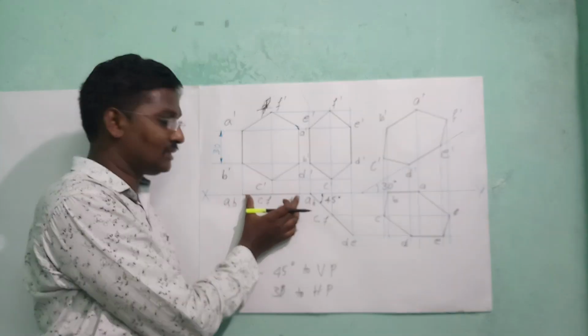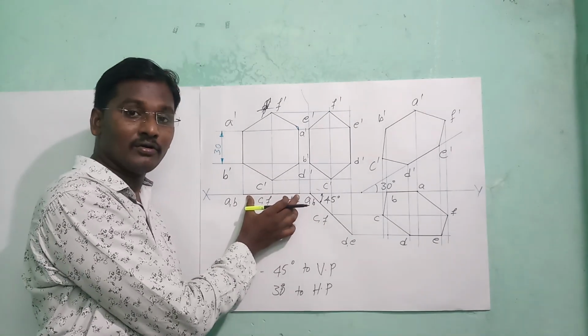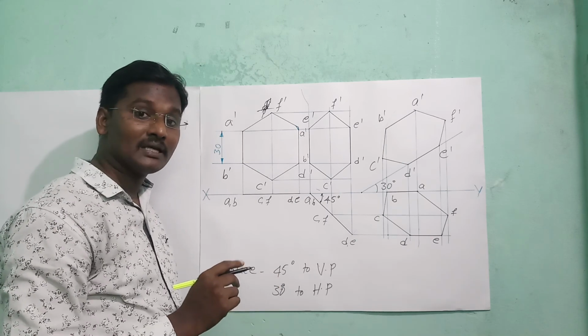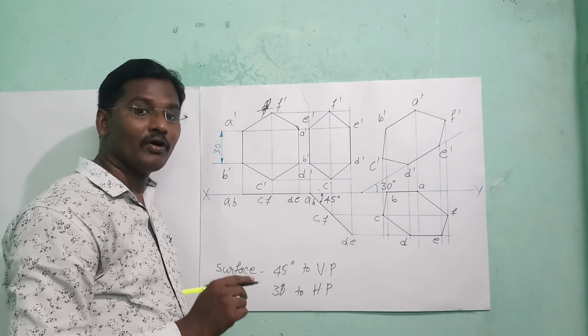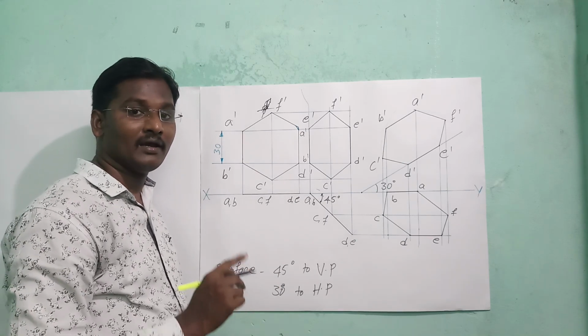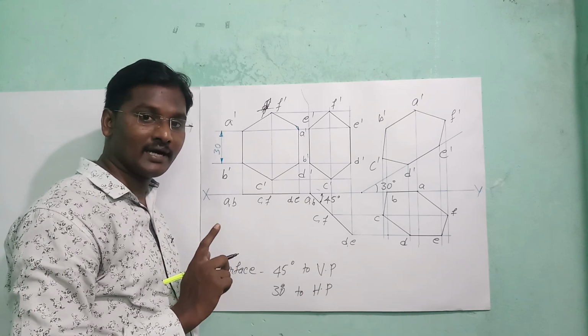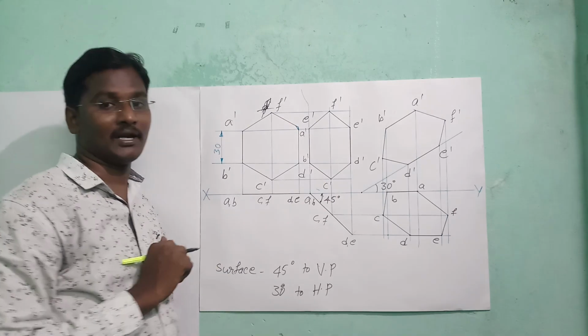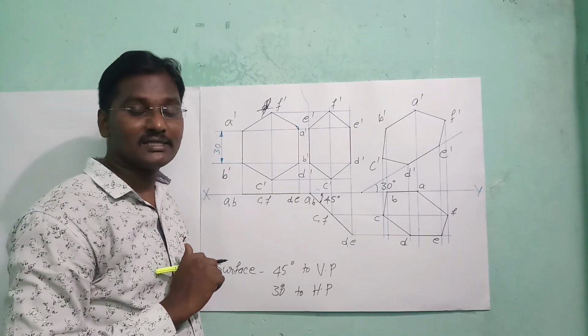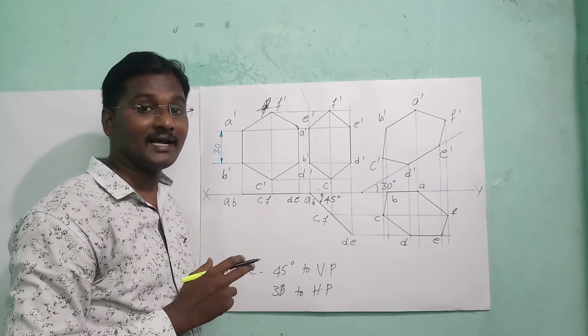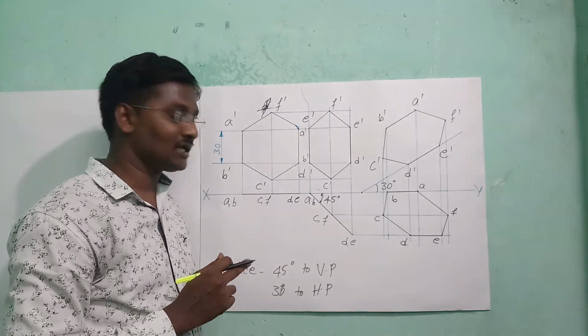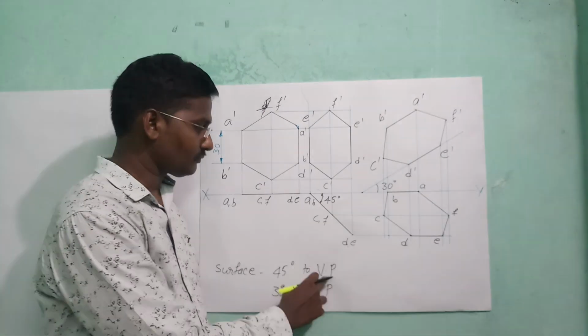Now next, what do you have to do? What has he asked in the problem? The surface is inclined at 45 degrees to VP. It is always inclined to both the planes. The second position we have to draw as a surface or lamina. The second position is the surface or lamina. He has given it as a surface. What is the surface? 45 degrees to VP.